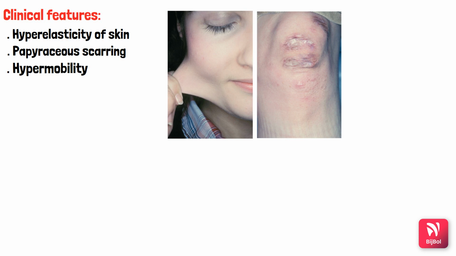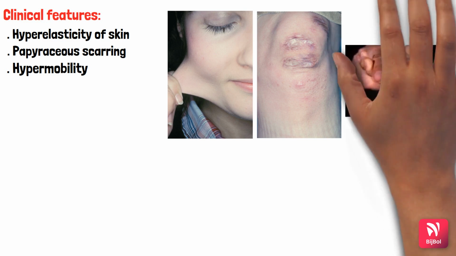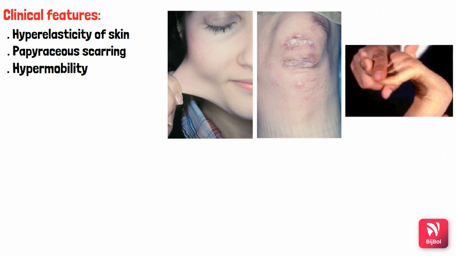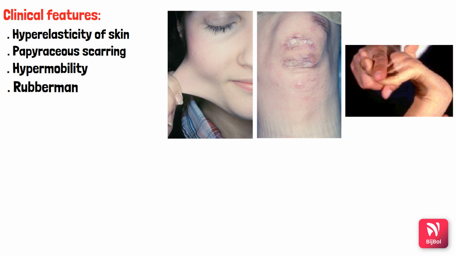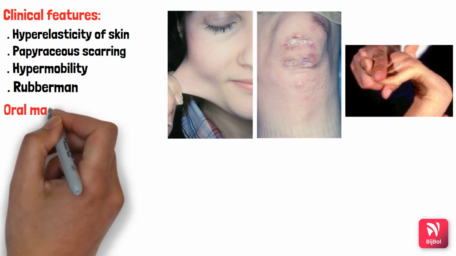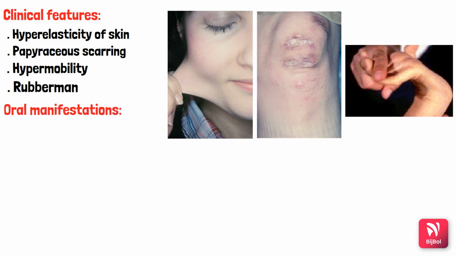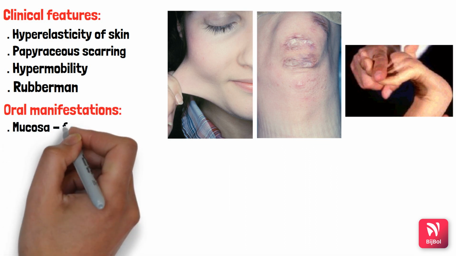Sometimes there can be hypermobility of the joints because of the collagen defect. As you can see in the third picture, hypermobility and hyperextensibility of the joints will be there. In some individuals, this skin extensibility and joint extensibility is so pronounced that the patient becomes known as the circus rubber man. Rubber man appearance. So what will be the oral manifestations in Ehlers-Danlos syndrome?